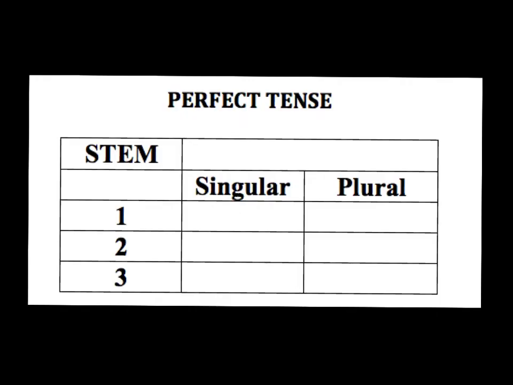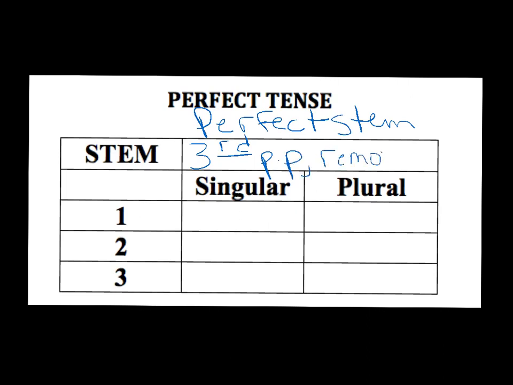So like before, go ahead and refer to those charts that are in your binder. The stem here, so this is called the perfect stem, and you can write down that it is the third principal part. Remove the I, and then the endings are going to be E, isti, it, erunt, and we're done. We'll fill these guys in the next few chapters.